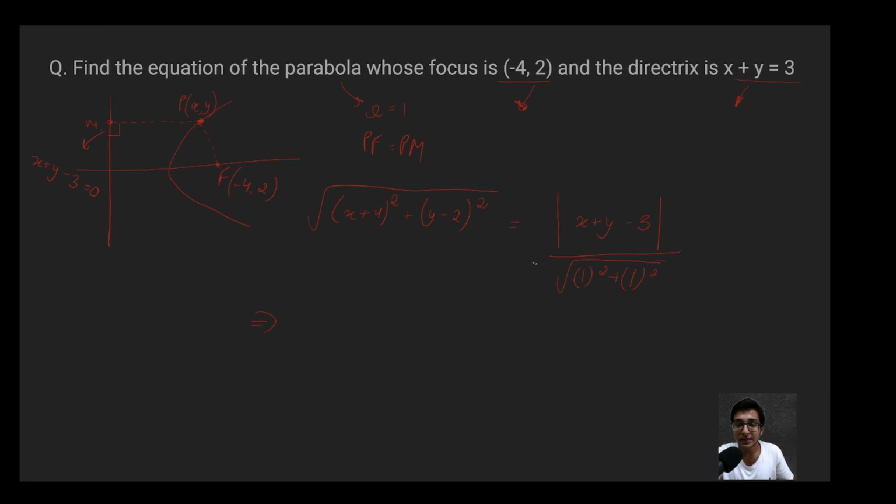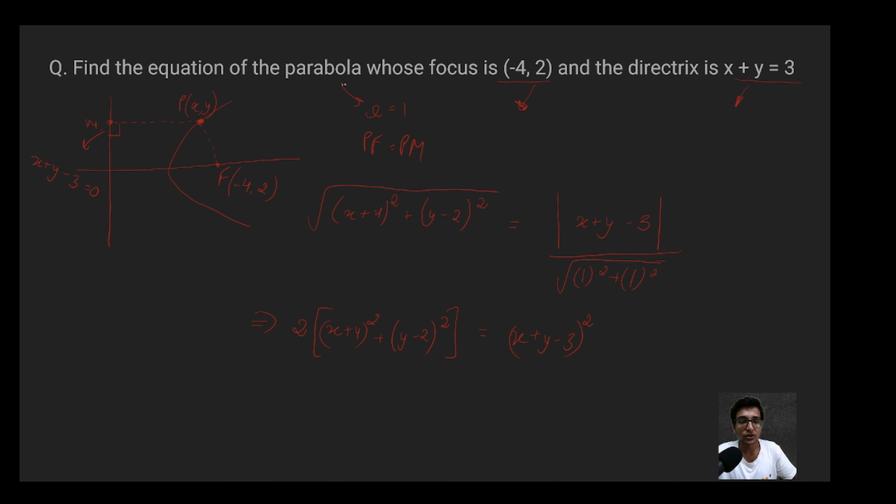So let us square both sides so that the roots get removed and the modulus gets removed and it becomes easier. So this would become twice of (x plus 4) square plus (y minus 2) square, and this is equal to (x plus y minus 3) whole square. Let us take this to the new page. So it is (x plus y minus 3) whole square. This is equal to twice of (x plus 4) square plus (y minus 2) square.